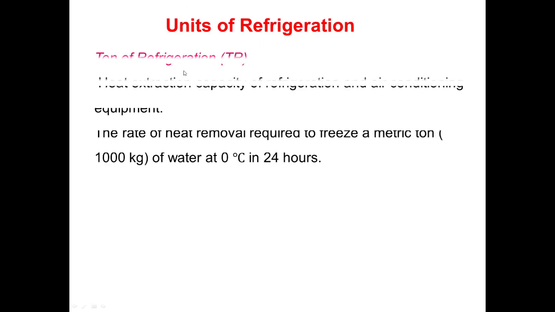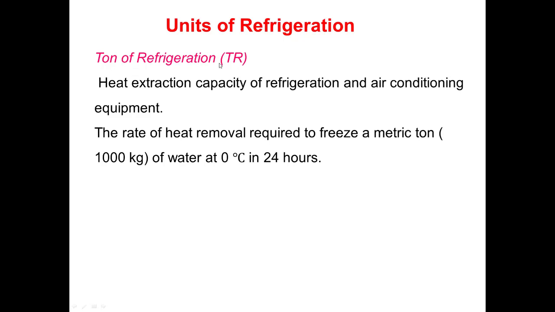Similarly, we have certain units of refrigeration, and the unit of refrigeration is the ton of refrigeration. What is the physical meaning of the ton of refrigeration? That's the amount of the heat extracted by the refrigeration or air conditioning equipment, and numerically we can define it as the rate of heat removal required to freeze a metric ton, 1000 kg, of water at 0 degrees centigrade in 24 hours. Then that capacity of the refrigeration will be equal to 1 ton of refrigeration.